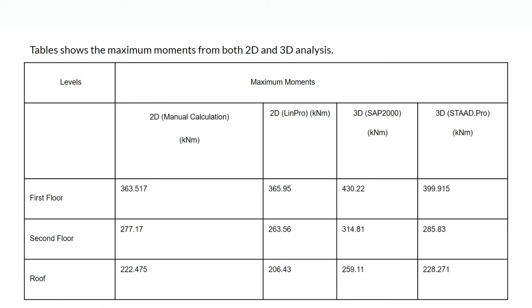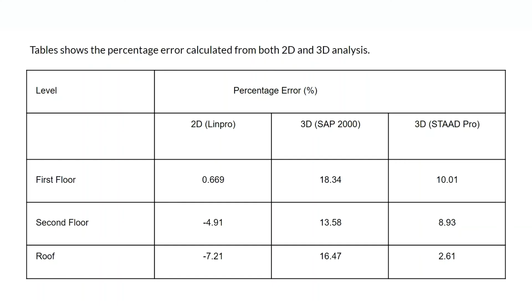Moving on, this table shows the maximum moments from both the 2D and 3D analysis that we have conducted. As you can see here, we divided it into 3 levels, which are the roof, the first floor and the second floor. And we measured all the maximum moments in both the 2D and 3D analysis. So this is the percentage area that we have calculated from both 2D and 3D analysis.